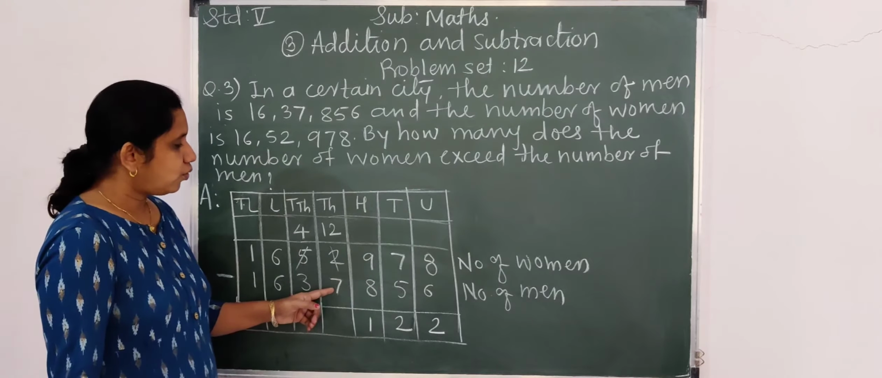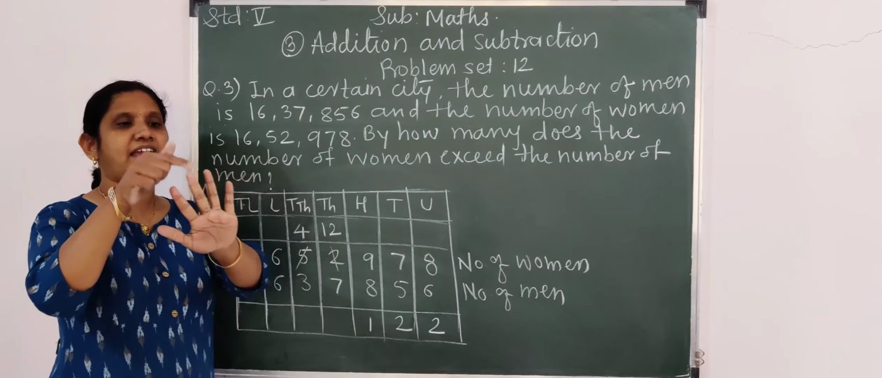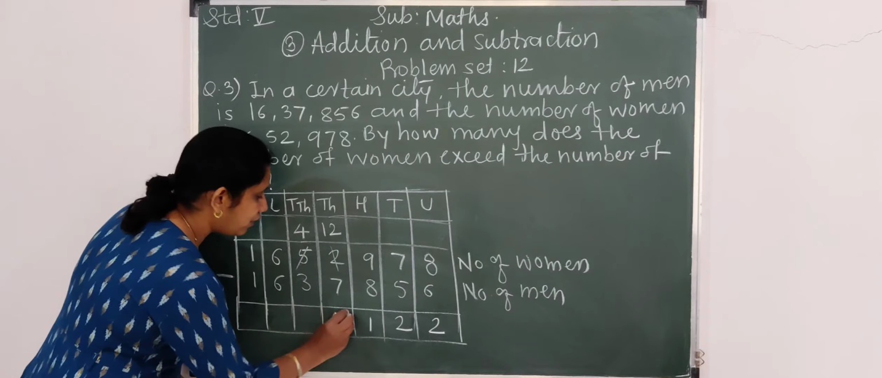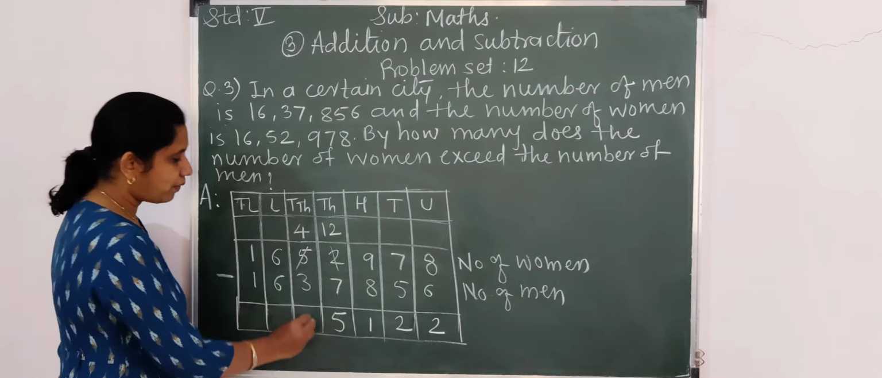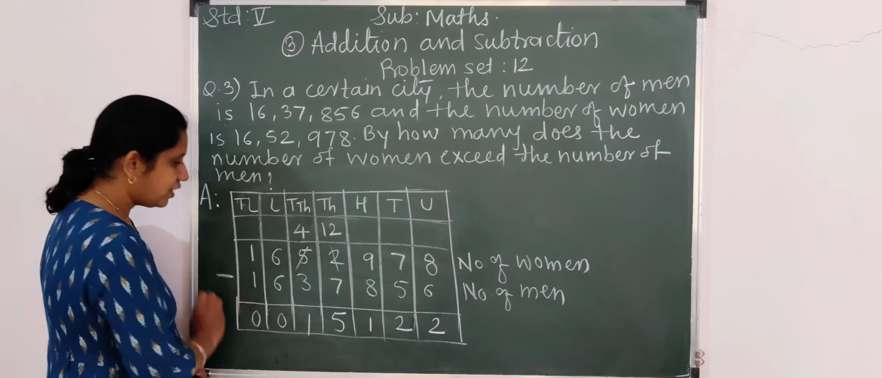Right? Now count the next numbers onwards of 7. 8, 9, 10, 11, 12. How many are there? 5. So here the answer will be 5. Now 4 minus 3, 1. 6 minus 6, 0. 1 minus 1, 0.